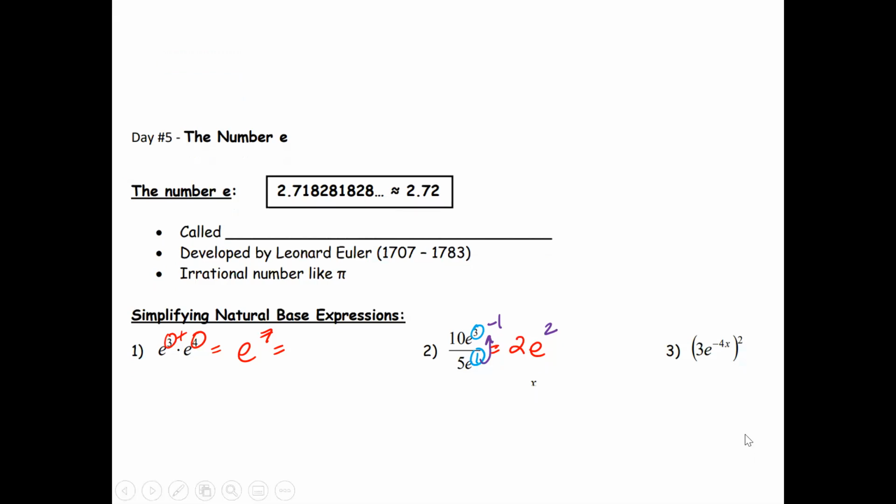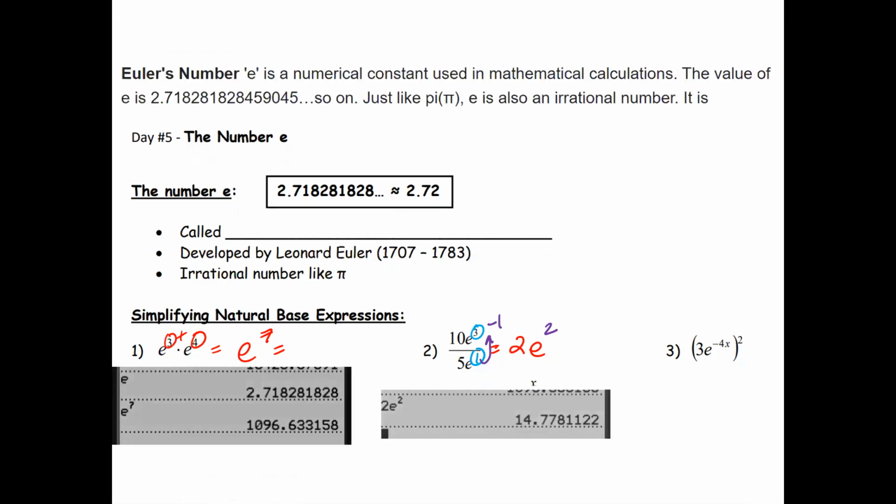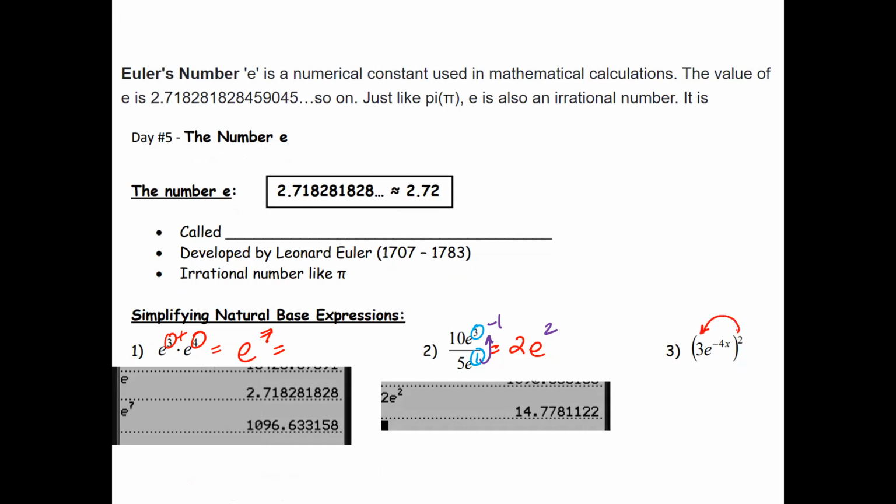All right, for the very last one, this one you have a square on the outside. So what you're going to do with that square is you got to distribute it to the 3 and then to the e. So they're going to have 3 squared e to the negative 4x times 2. So then if you think about it, 3 squared is 9. E to the 4x times 2 is a negative 8x.